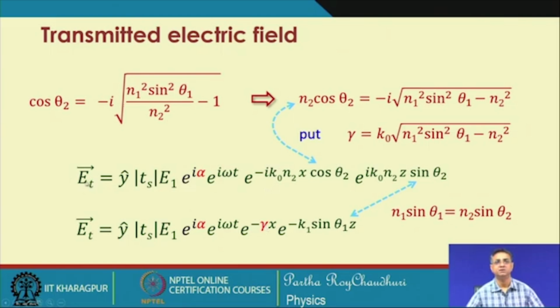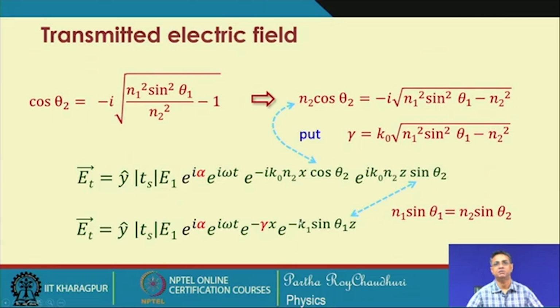Then the transmitted electric field, all in terms of the phase and amplitude, can be completely written in this form. If I use this gamma, then the equation for the transmitted electric field can be written as the transmission amplitude in terms of the incident electric field, the additional phase, the time varying component, and this is the amplitude attenuation factor, and this is the z component.